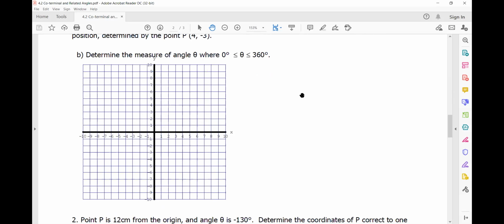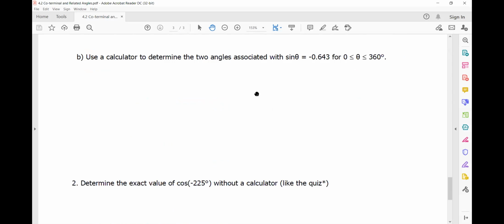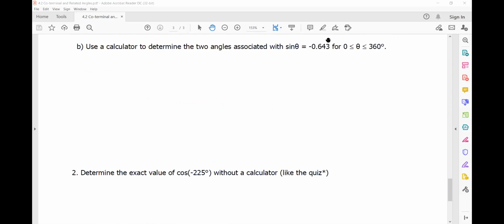Okay, let's try. So we just did number 1A. Let's try number 1B. Use what we've just done for part A to identify what part B might be. Okay, I'll give you a bit of a head start. Sine of theta is supposed to be negative 0.643. So what angle is that supposed to be?